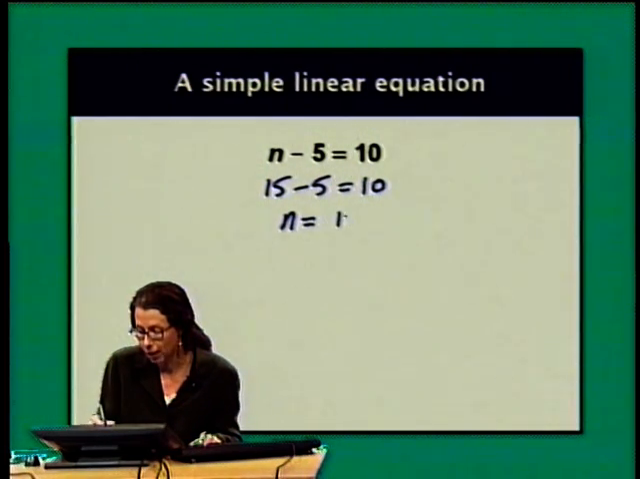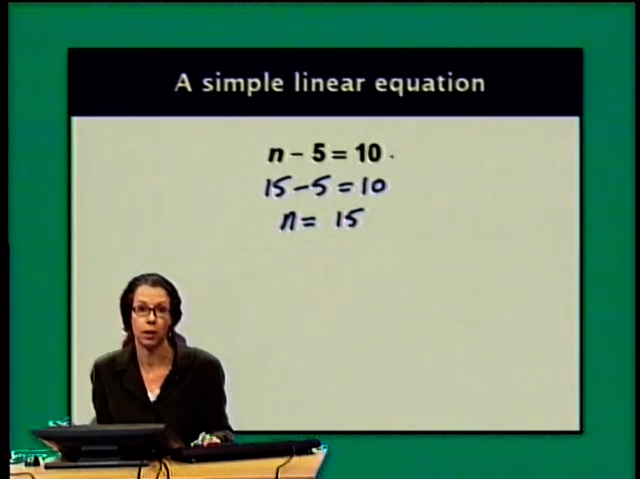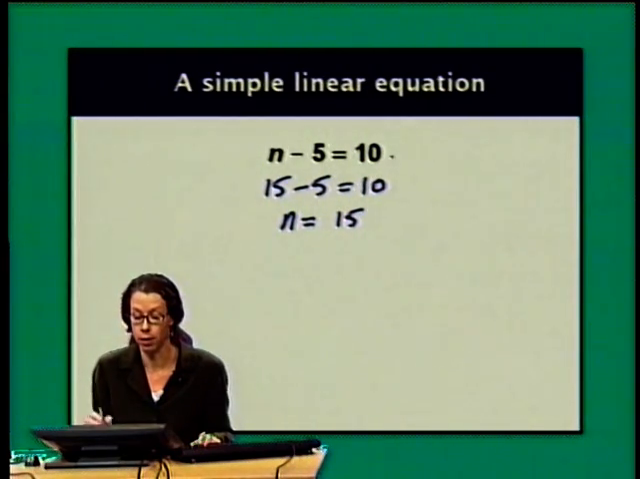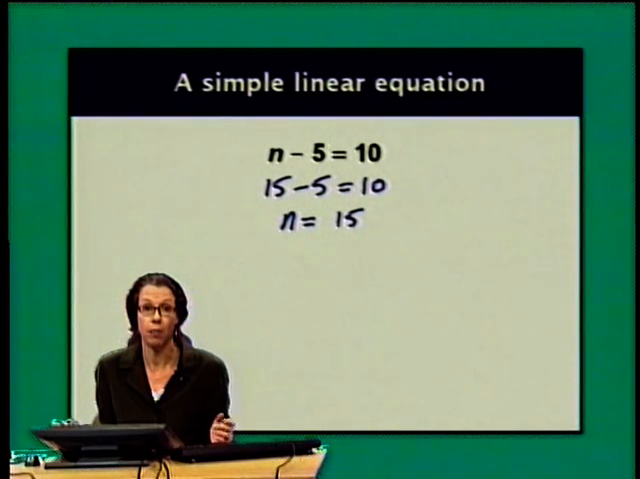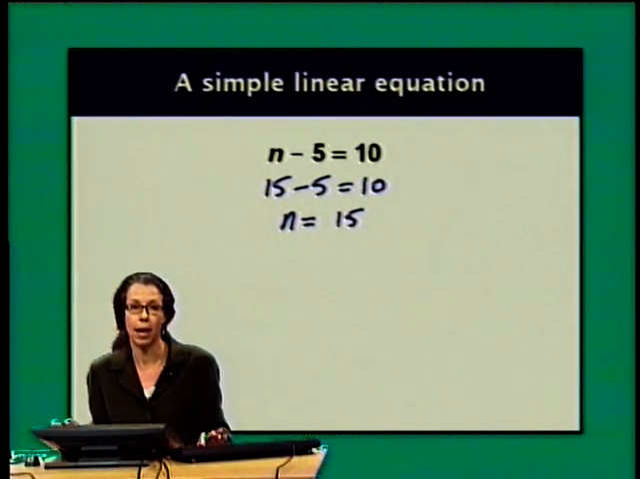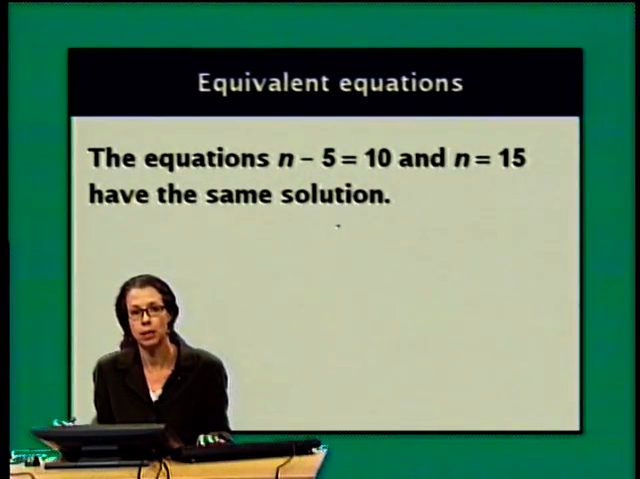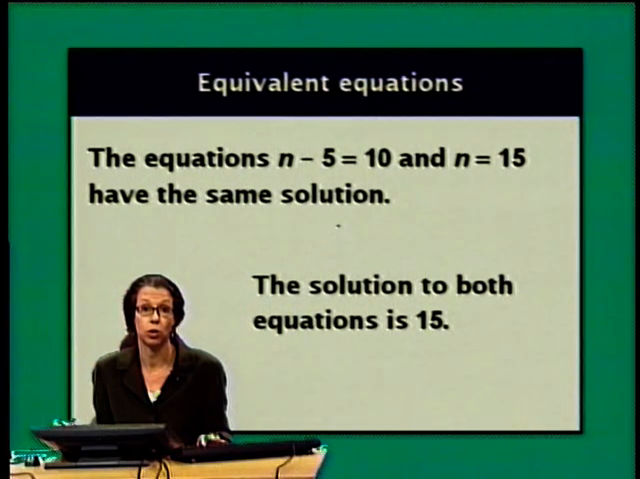The equation n equals 15 has the same solution as the equation we started with. n equals 15 has an obvious solution, 15. And I want to talk a little bit about vocabulary that we'll use while we're solving linear equations. So these two equations, n minus 5 equals 10 and n equals 15, have the same solution. The solution to both equations is 15.